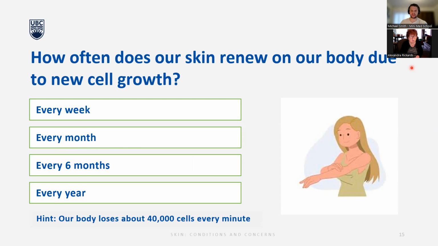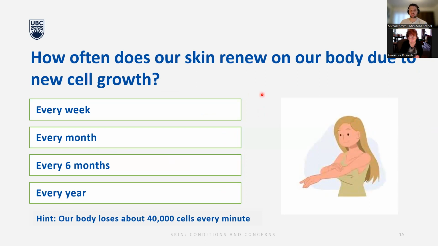And hopefully you can see that there. And so the question is that since our skin needs to constantly renew, about how often does our skin renew on our body due to new cell growth? So actually over time, as our skin is constantly reproducing, we get a fully new layer of skin over our whole bodies. And so it's quite interesting to think about, but my question is about how often do you think this happens? Every week, month, 6 months, or a year? And so I'll give you about 30 seconds to answer that question as well.